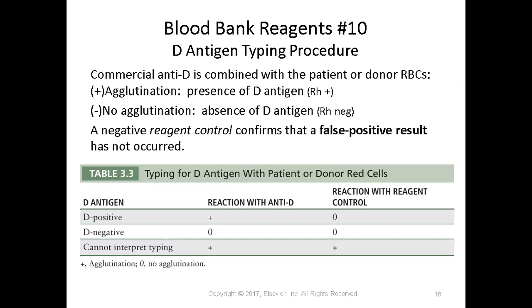When we're doing this D antigen testing, some labs will also incorporate something called a reagent control. The reagent control is really done to make sure that reactions with this anti-D are not due to a false positive reaction. So let's look at table 3.3 briefly to try to figure out what this means.